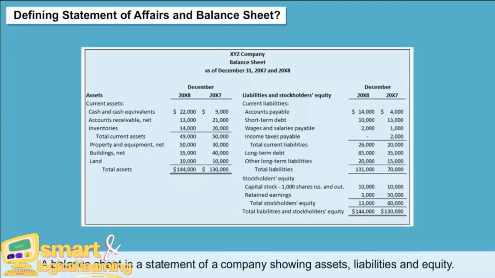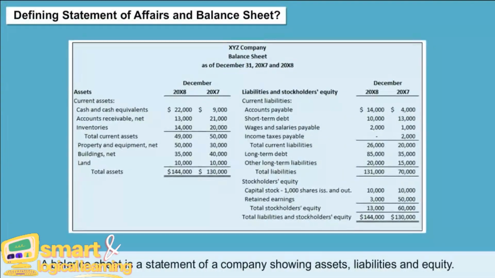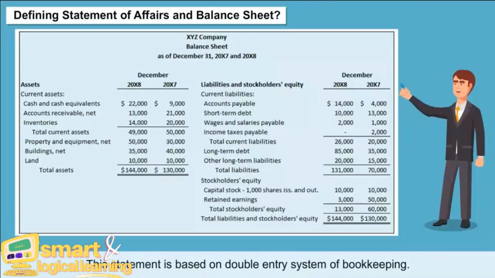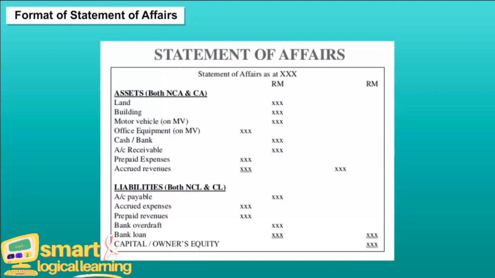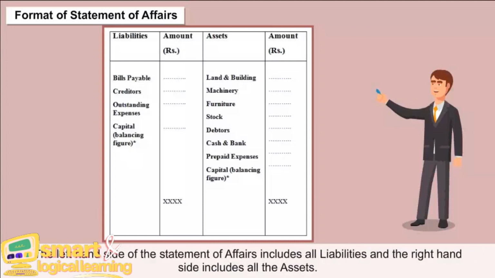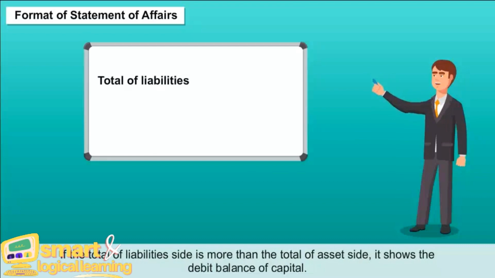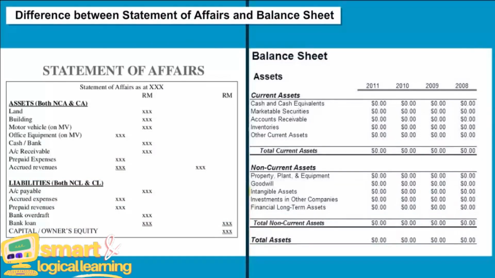A balance sheet is a statement of a company showing assets, liabilities, and equity. This statement is based on double entry system of bookkeeping. Format of statements of affairs. The left-hand side of the statement of affairs includes all liabilities and the right-hand side includes all the assets. If the total of liabilities side is more than the total of asset side, it shows the debit balance of capital.